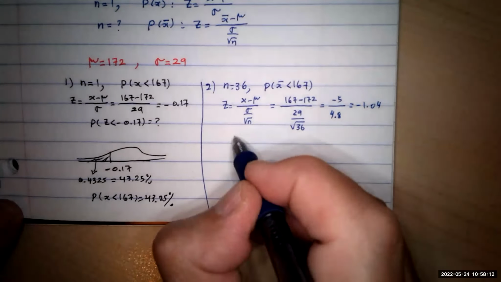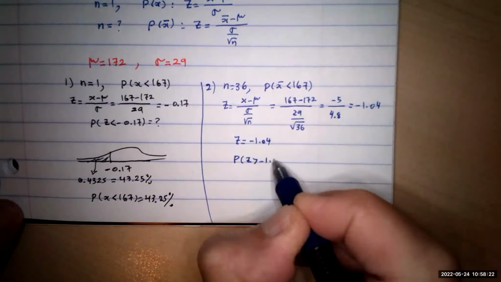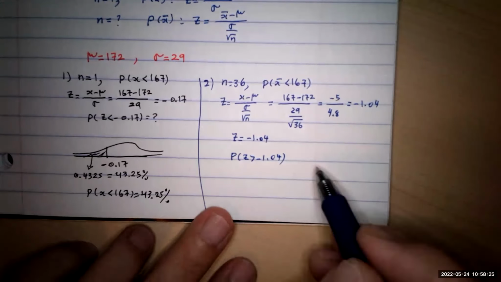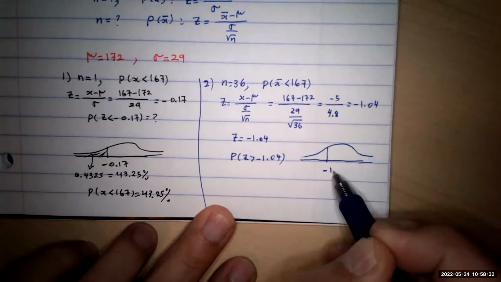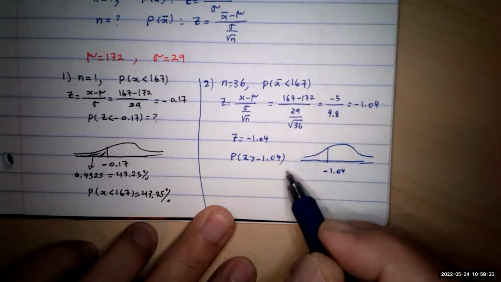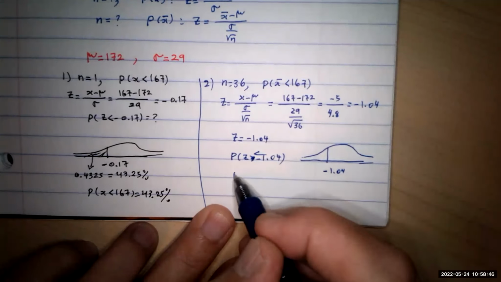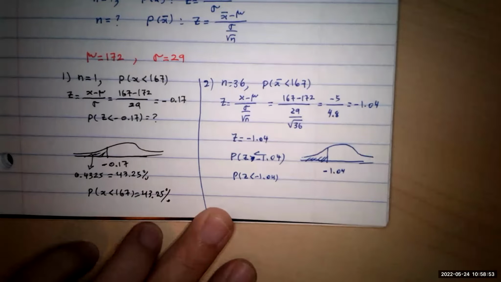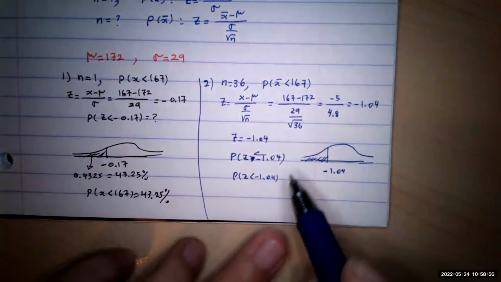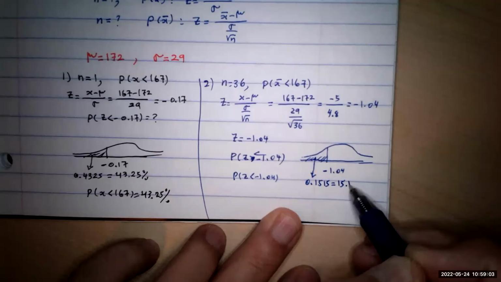So that would be your Z number. Z of negative 1.04. So you have to find the probability that Z is going to be less than negative 1.04, using the Z table or calculator. Remember, sorry, this is less than, the same direction. P of Z less than negative 1.04. So it's the area to the left again, like the first part. If you go to the Z table and find the probability here, it's going to be 0.1515, which is 15.15%.